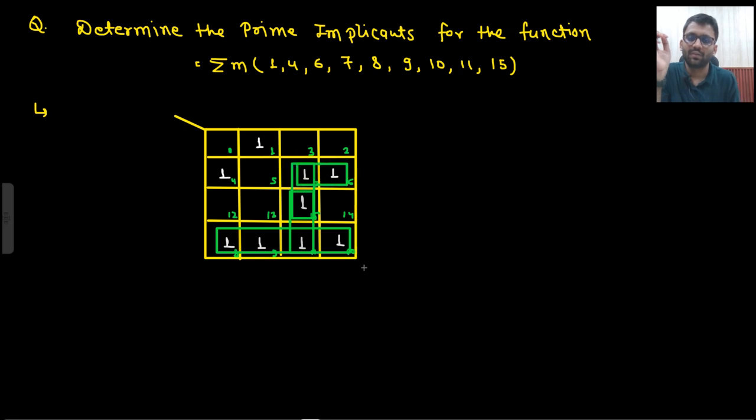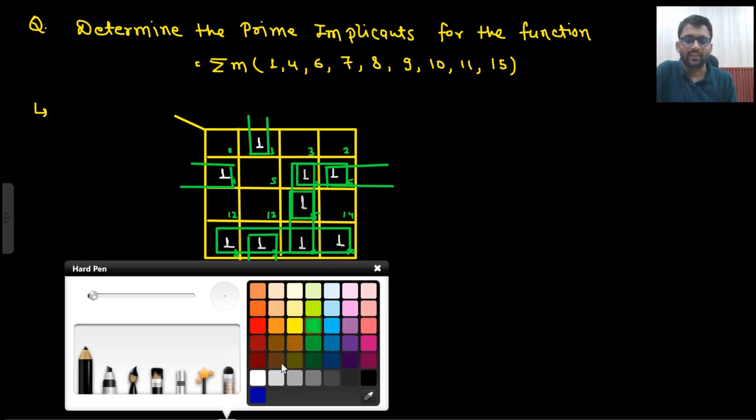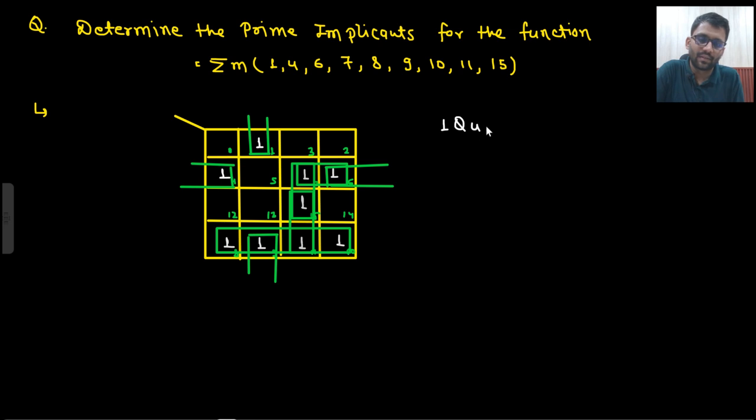2, 3, 4, 5, and 6. So 6 you are getting. Okay, so 1 quad was there and 5 pairs were there.